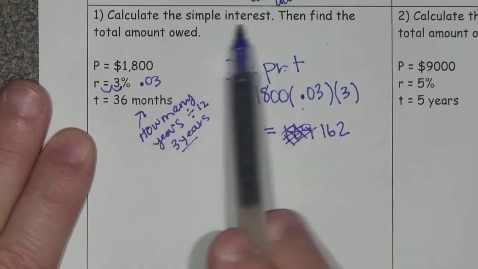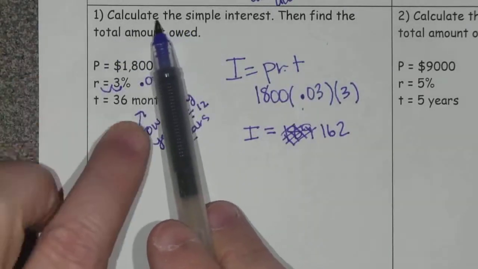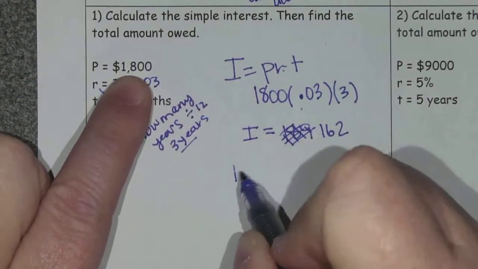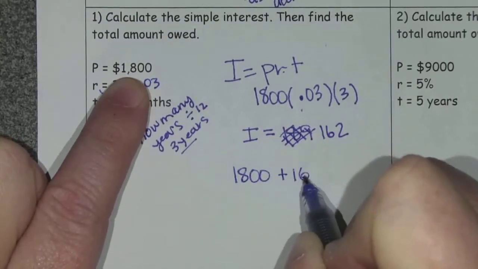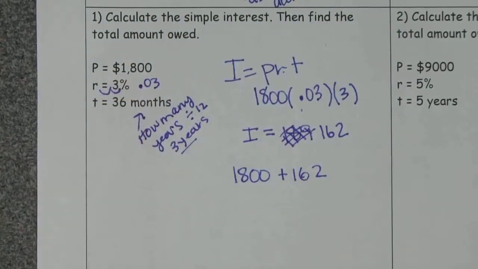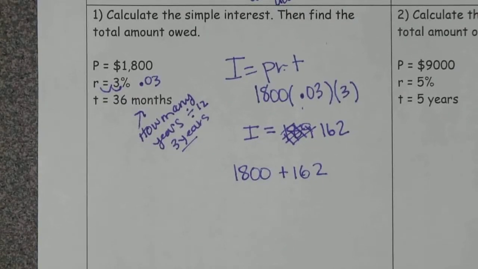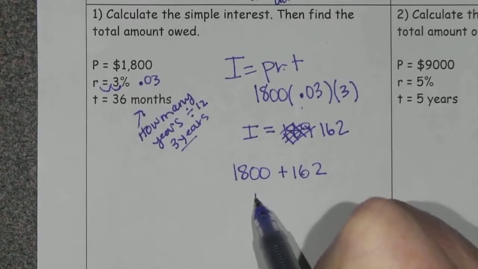So the question says, find the total amount owed. Well, if they borrowed $1,800, they're going to have to pay the $1,800 as well as the $162 interest. So how much total are they going to have to pay?